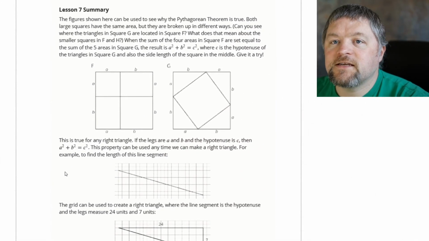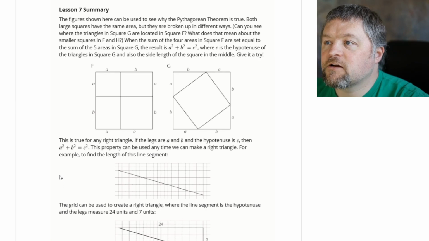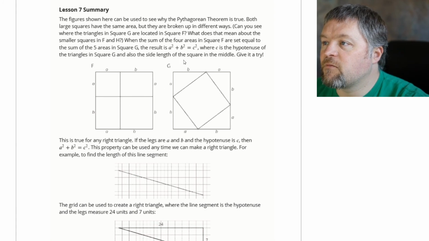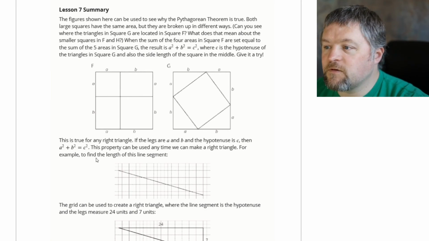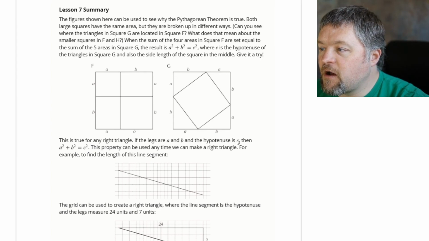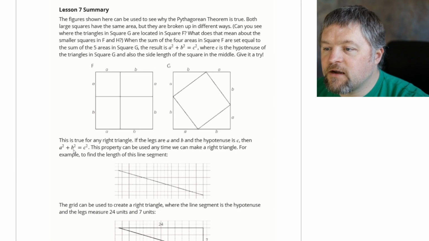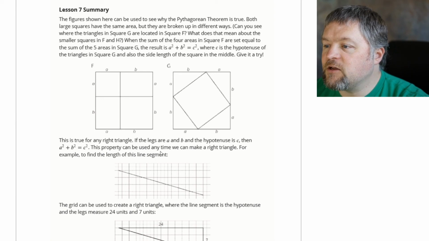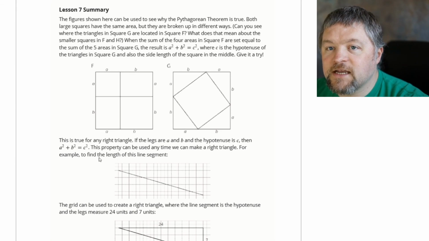Quick summary of this lesson. The figures shown here can be used to see why the Pythagorean theorem is true. Both large squares have the same area, but they are broken up in different ways. This is what we did before. This is true for any right triangle. If the legs are a and b and the hypotenuse is c, then a squared plus b squared equals c squared.